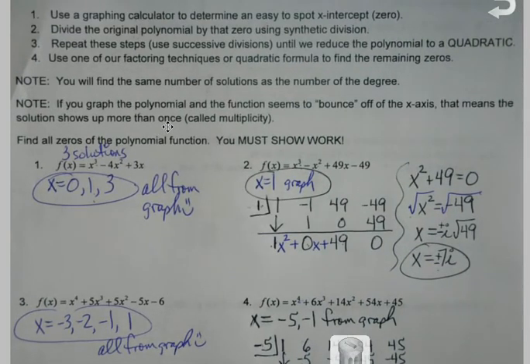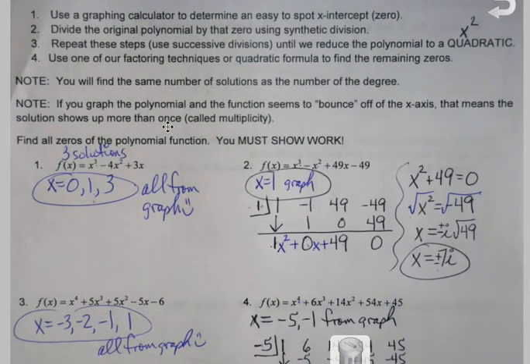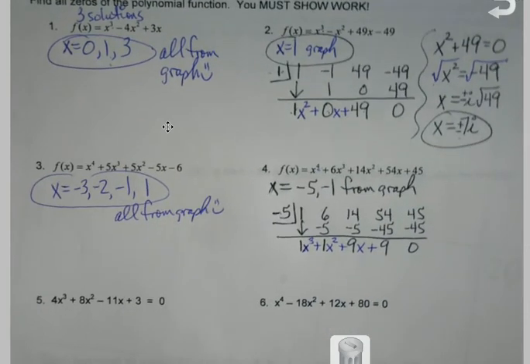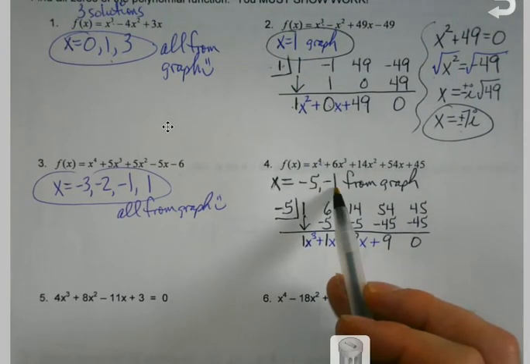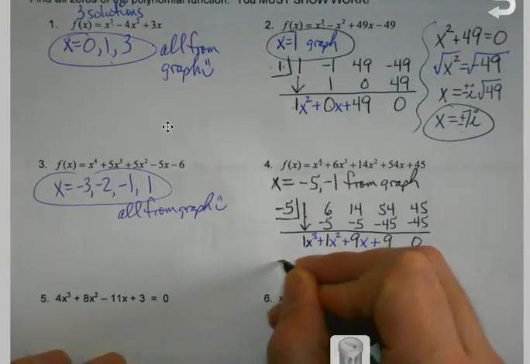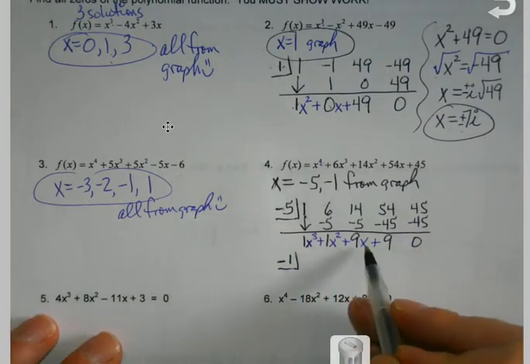Repeat these steps, use successive divisions to reduce the polynomial to a quadratic, to something that's x squared. Well, this isn't x squared, this is a cubic. It's x to the 3rd. So whichever value you didn't use before, I didn't use the -1, we're going to use that and we're going to synthetically divide this again. Now, it doesn't mean you go back to the original problem. This is now your problem you're working with.